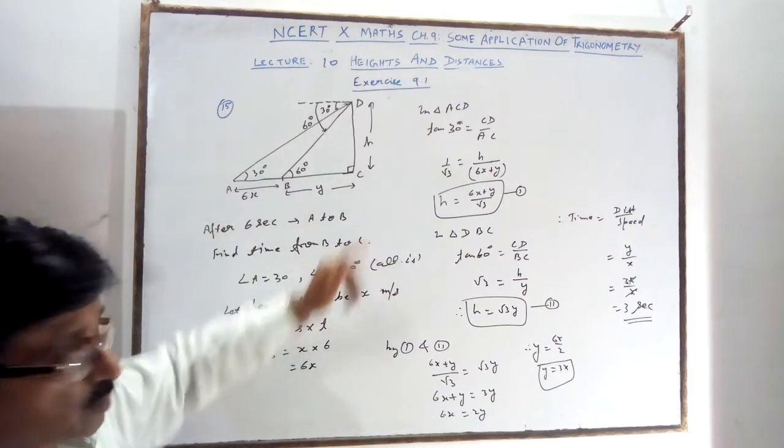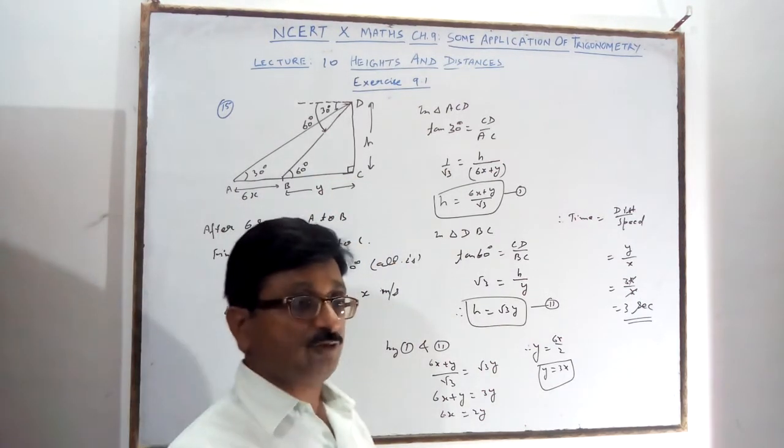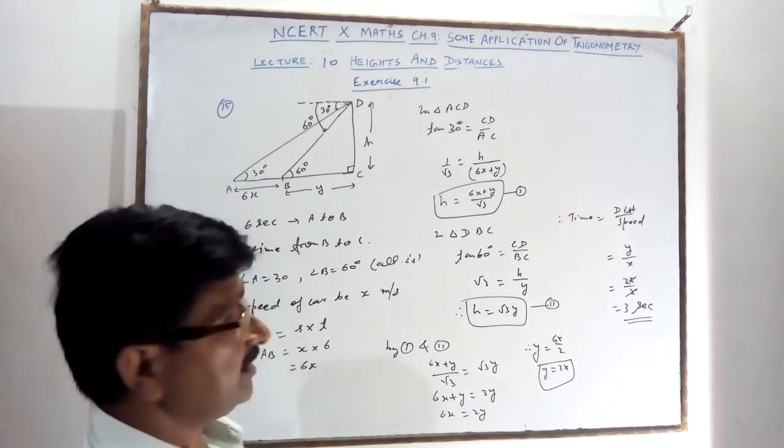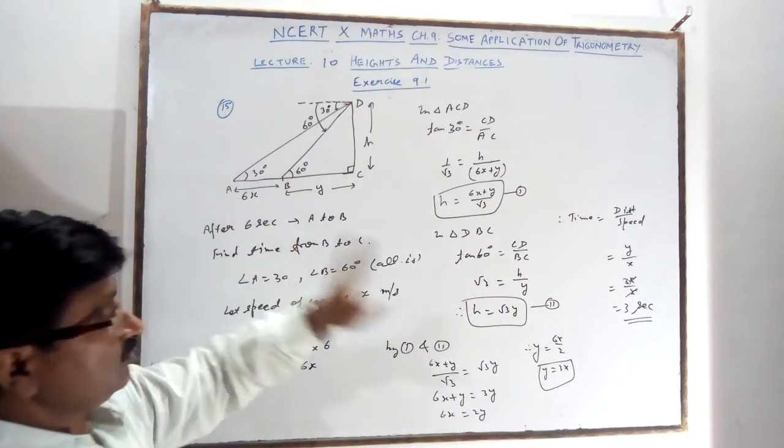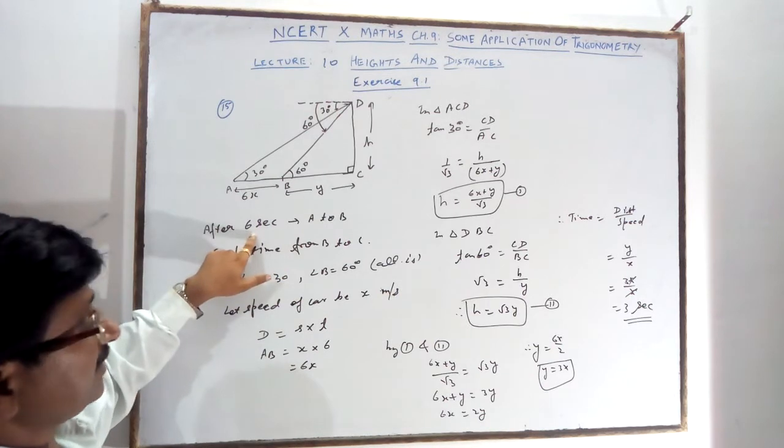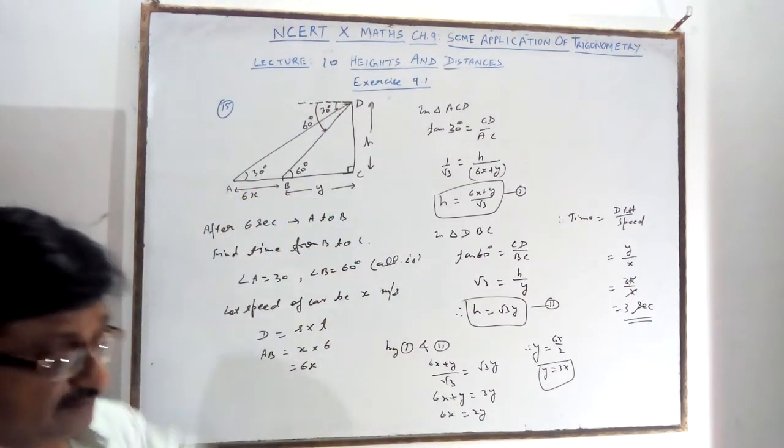It means, what is the total time? Sometimes the question changes in the exam. What is the total time taken by the car? It means 3 plus 6. How much do you get? 3 plus 6, 9 seconds is the total from A to C.